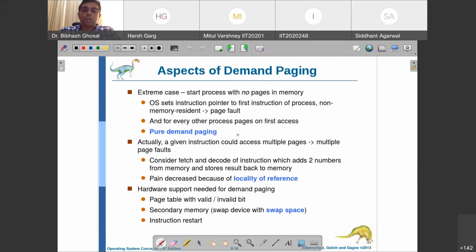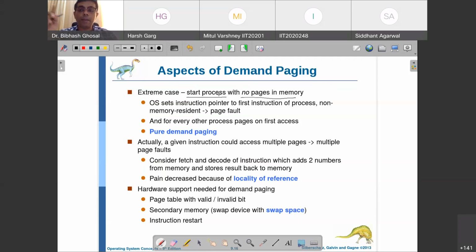Okay. What are the aspects of demand paging? You start the process when you initiate everything, just when you are starting your system. Obviously, there is no page. When you just start your system and the process begins, there is no page of that particular process in the memory. This is where you start.